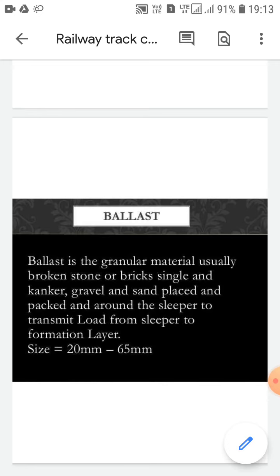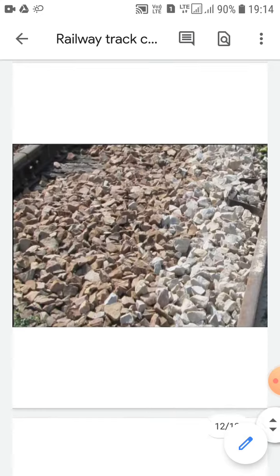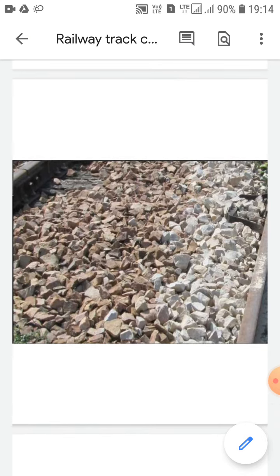First is ballast. Ballast is the granular material, usually broken stones or bricks, shingle and conker, gravel, sand, placed and packed around the sleepers to transmit load from sleepers to the formation layer. Generally, we prefer sizes of 20 mm to 65 mm, depending upon the type. So you can see here the ballast which is kept inside, even below the rails.